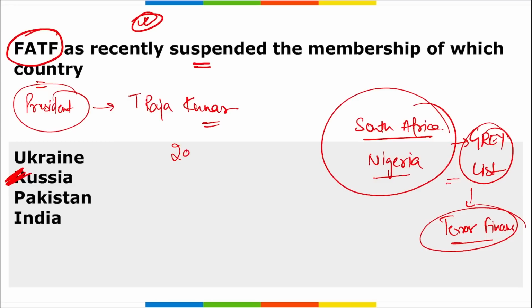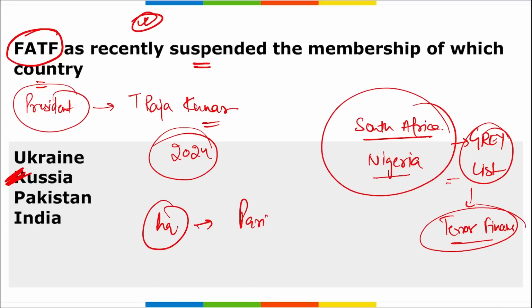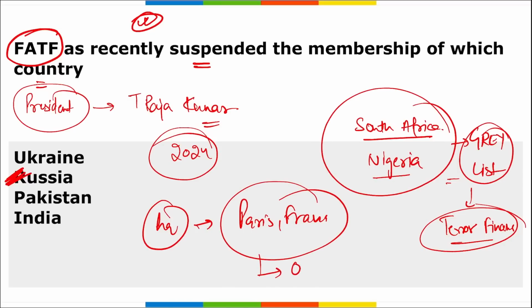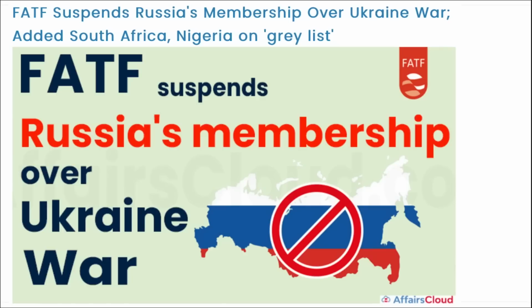And he will retire in 2024. Alright, so remember, FATF is an intergovernmental organization that is established to combat money laundering and terror financing, and the headquarters of this FATF is in Paris, France. And if you remember, in Paris, France only, Olympic Games will be held for the year 2024. Here you can see, Russia has been suspended, and South Africa and Nigeria have been put on the grey list.